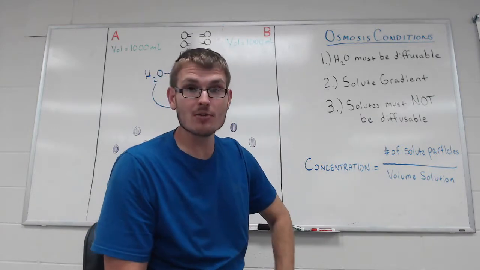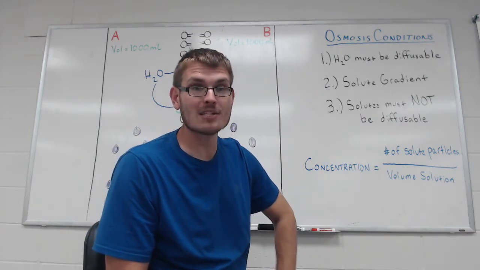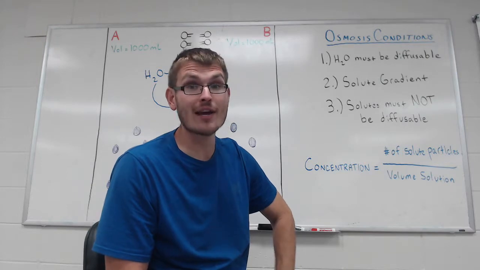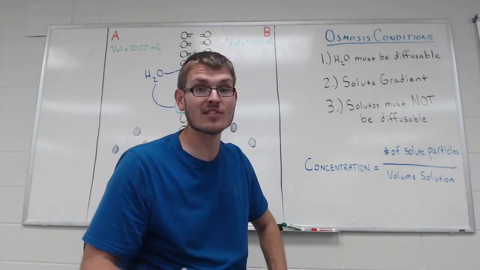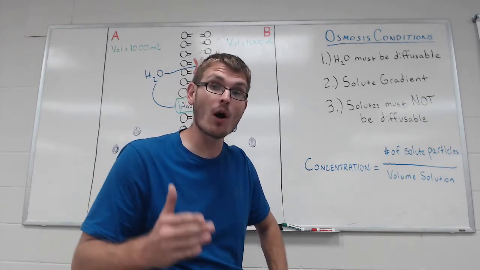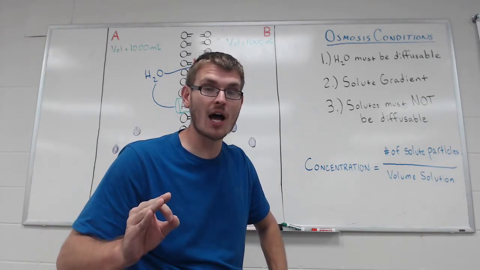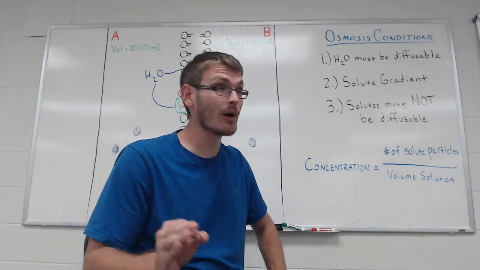So in order for osmosis to occur, the particular plasma membrane or membrane in general that you're talking about has to have aquaporin channels, or it needs to have some way for water to get through. If water can't get through, it's not worth talking about osmosis because it's not going to occur.